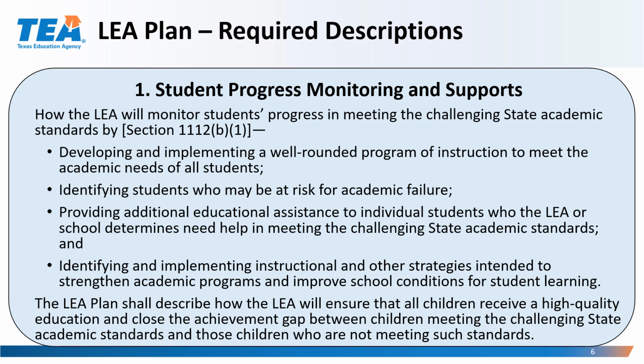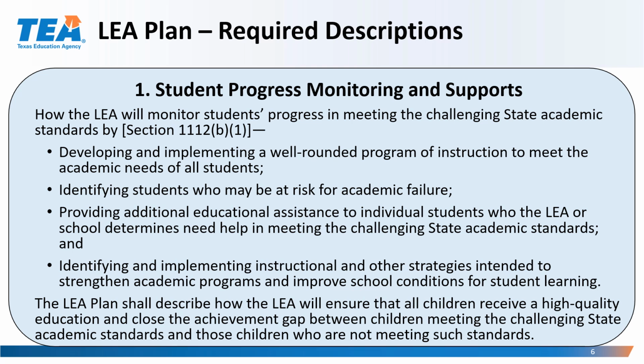For the area related to student monitoring and supports, the LEA must describe how the LEA will monitor students' progress in meeting the state academic standards by developing and implementing a well-rounded program of instruction to meet the academic needs of all students, by identifying students who may be at risk for academic failure, by providing additional educational assistance to individual students who the LEA or school determines needs help in meeting the challenging state academic standards, and by identifying and implementing instructional or other strategies intended to strengthen academic programs and improve school conditions for student learning.